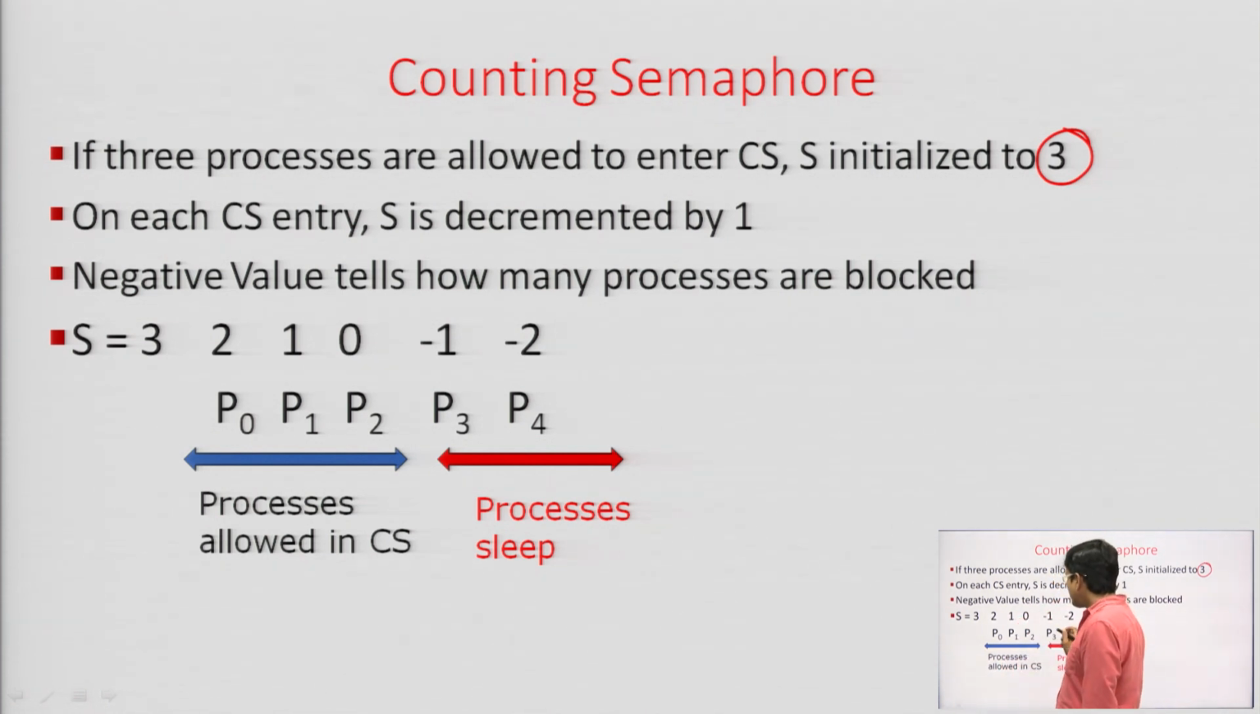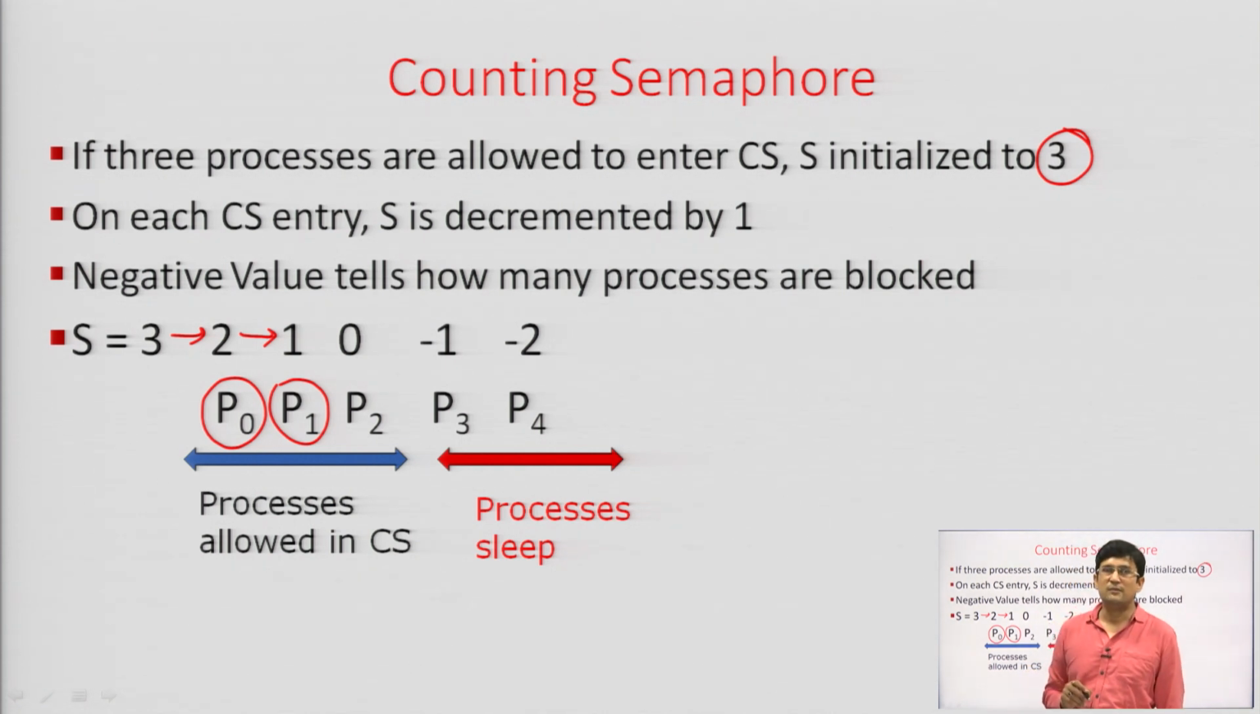So, let us say a process P0 comes and process P0 executes wait. If process P0 applies the wait, the value of semaphore goes down from 3 to 2. Obviously, in the wait function, we will decrement the value of semaphore. Now, process P1 comes and the wait function reduces the value of the semaphore from 2 to 1. Now, it is interesting to see that process P0, after having found the value of semaphore positive, will enter the critical section.